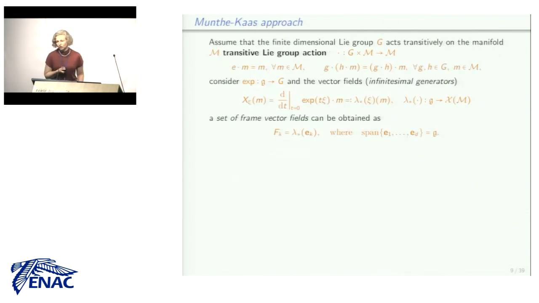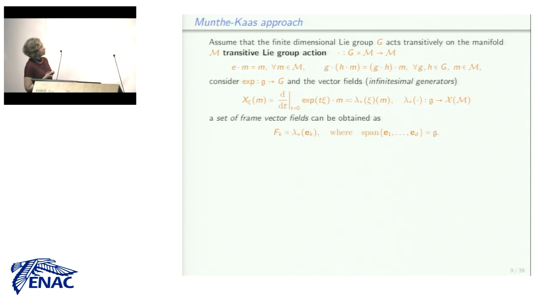is the approach proposed by Hans Munthe-Kaas, and he starts with a different setting, a different framework. So the idea is to consider a manifold where you have a Lie group action, a Lie group acting transitively on this manifold, and then we are going to use this Lie group action in order to express your solution on the manifold, essentially.